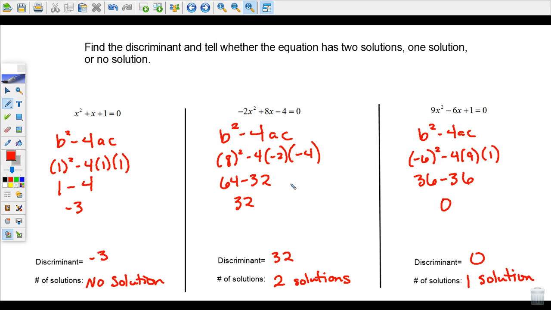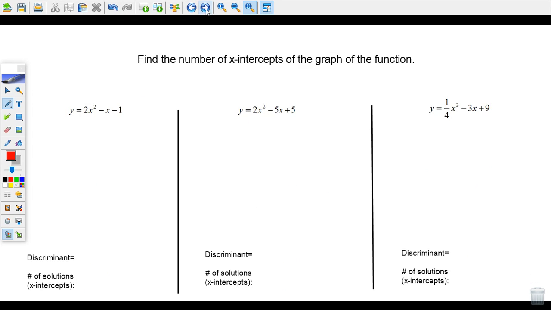Now, if you think back to how we solved quadratic equations by graphing, we graphed the equation first, and then we looked to see where it crossed the x-axis, and those were our solutions. So the solutions are where it crossed the x-axis, or the x-intercepts. So when it says find the number of x-intercepts of the graph of the function, it's asking the exact same thing as the last three that we did. It's asking you to find the number of solutions here.